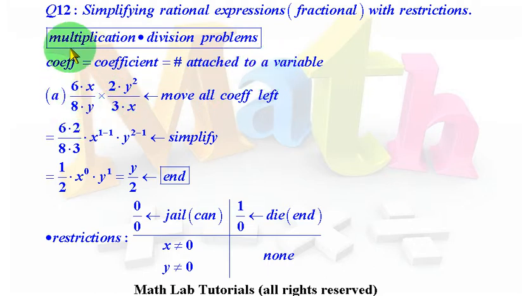Okay, so let's look at Q12A. We have 6x over 8y times 2y squared over 3x. To simplify this expression, this is a single cluster, by the way. There are no pluses or minuses. The idea is to move all the coefficients over to the left. When you do that, you move the 6 over 8 over here and the 2 over 3 over here. But I automatically joined the 6 and the 2 because they're both in the numerator. And I joined the 8 and the 3 because they're both in the denominator.